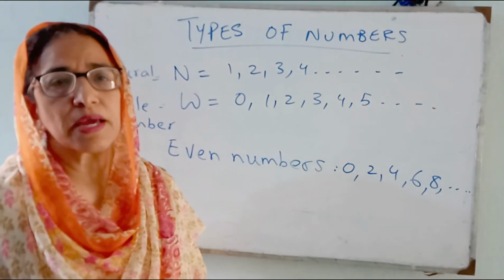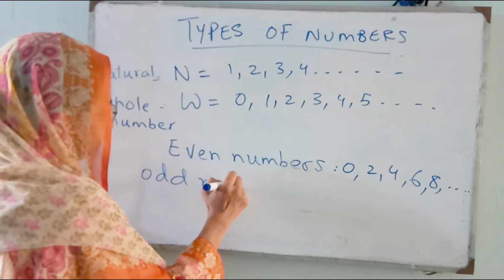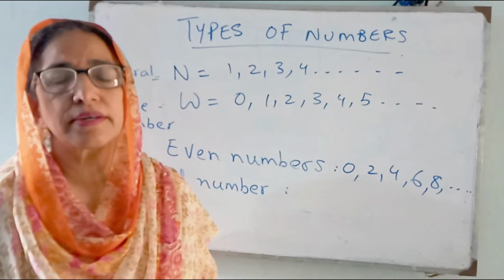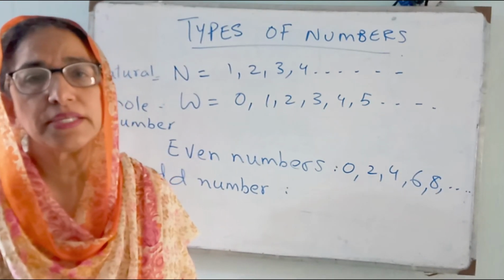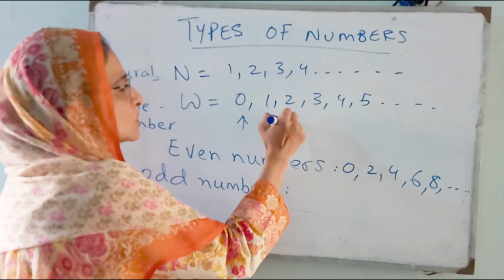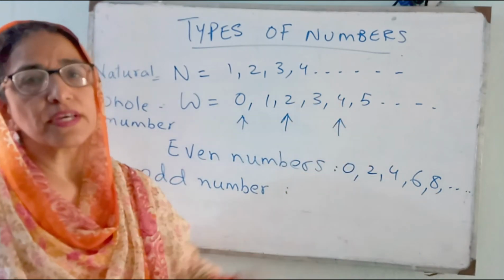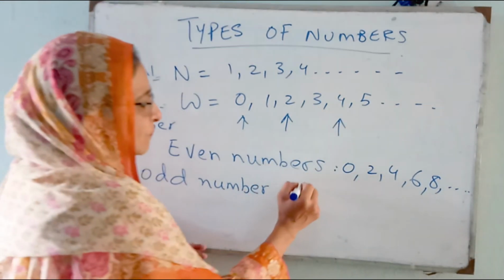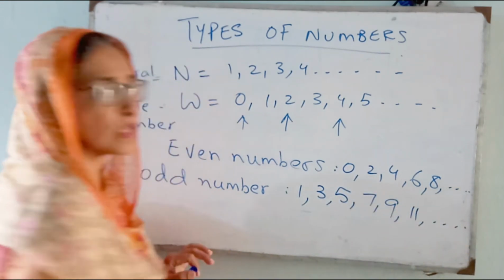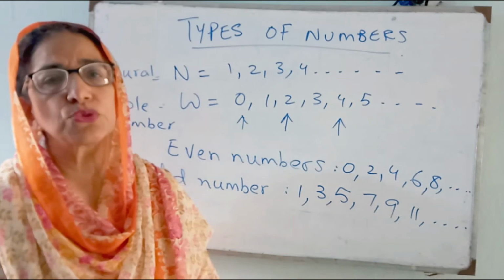And another type of whole number is the odd number. So odd numbers are numbers which are not divisible by 2. Looking at the whole numbers, we have taken 0, 2, 4 as even numbers. The numbers which are left are 1, 3, 5, 7 and 9, 11. All these numbers are called odd numbers because they are not completely divisible by 2.